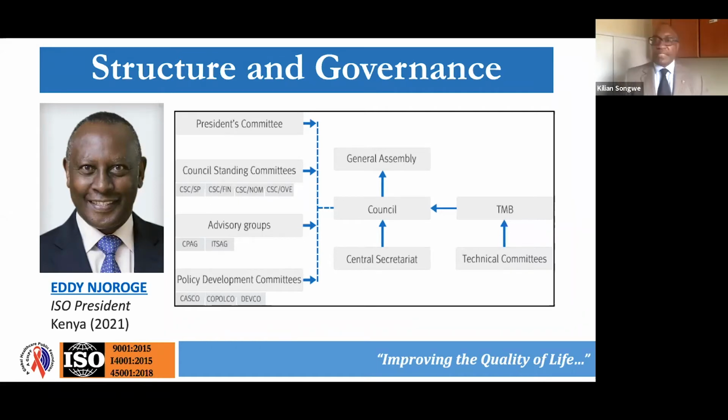Remember, I just spoke earlier on about the technical committees, and all the technical committees report to the Technical Managing Board, which in turn also reports to councils, and everything is taken to the General Assembly. Of course, ISO has its headquarters in Geneva, and they meet once a year to discuss and arrange agreements on all of the standards as they come up through.